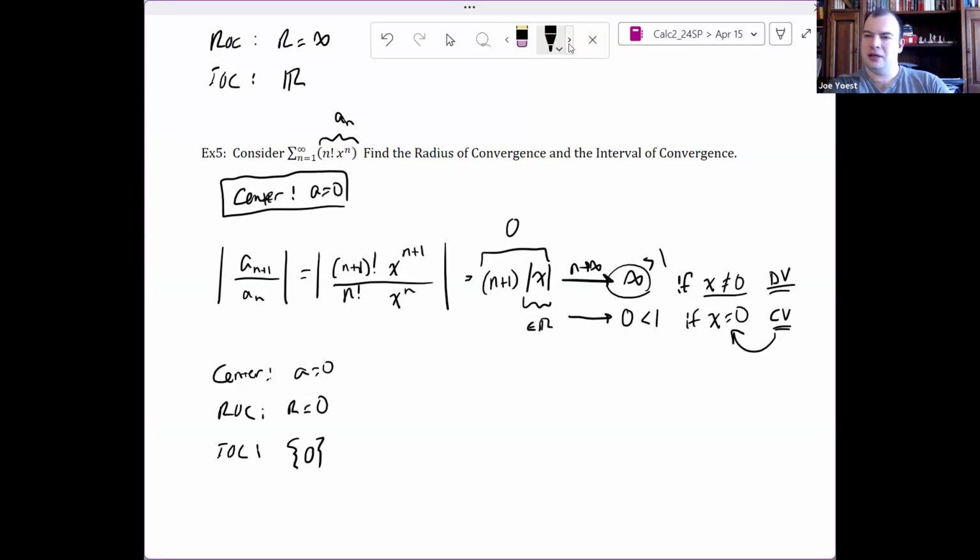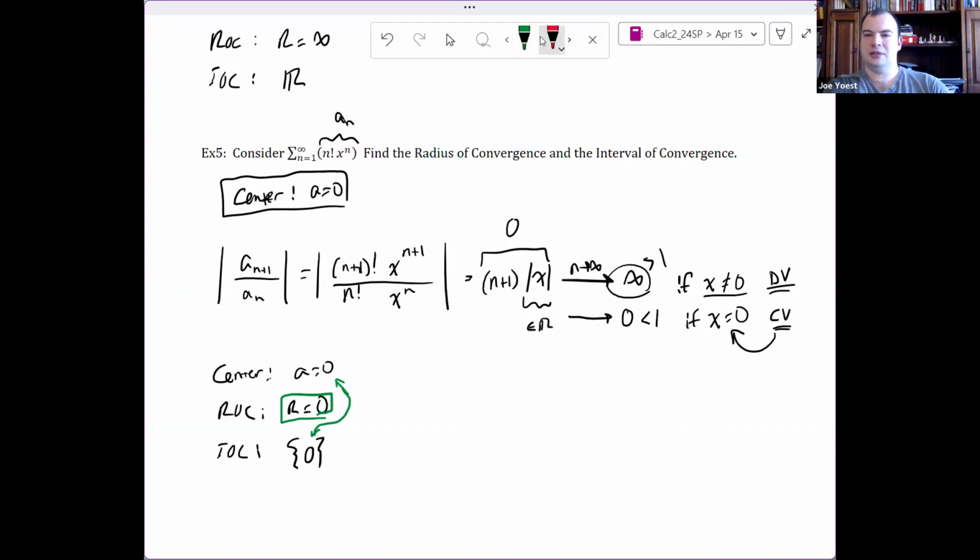Now, a minor detail of note: the center of the series and the location of convergence are tied together. Those two zeros are, in a sense, the same 0. We converge at 0 because the center is at 0. The radius of convergence being 0 is kind of a different 0.